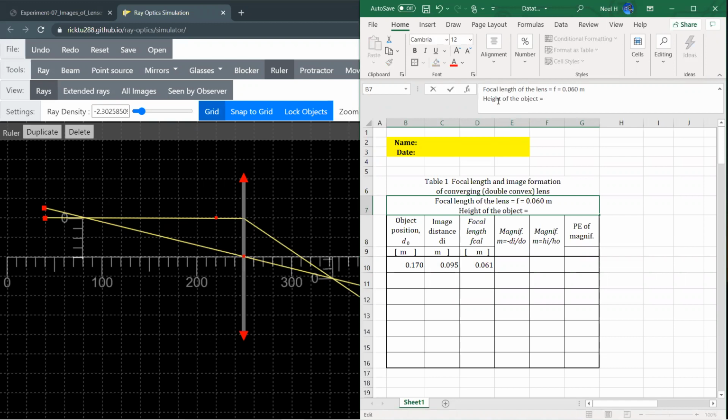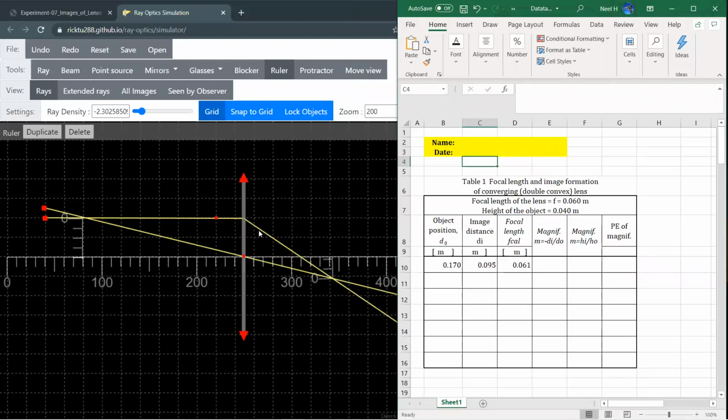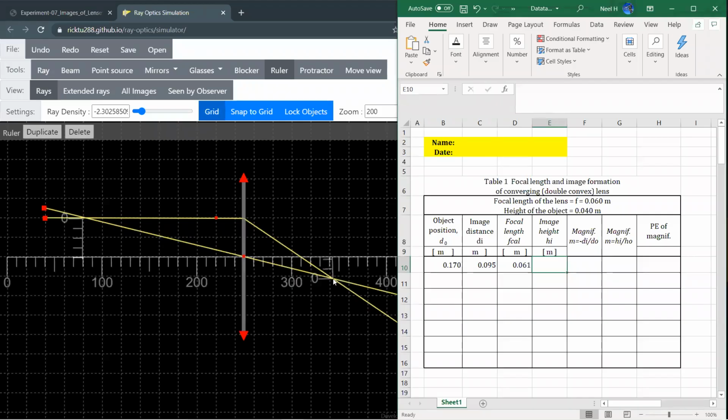So also let's add the height of the object that we know. The height of the object we're going to keep constant. That is about 4.0 centimeters, 0.040 meters. Now all you have to do is slowly decrease the position of the object and extract all the data. Also you need the size of the image, right? The size of the image we can estimate as 2.5 centimeters, 0.025.